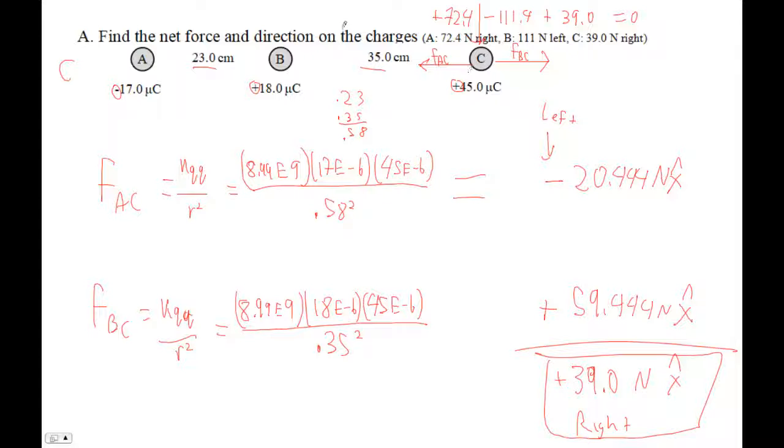Because all these forces, these inside forces, have to add up to 0. That's kind of cool. So that's another way to do it. If you've already found A and B, you can find C by just setting it all equal to 0.